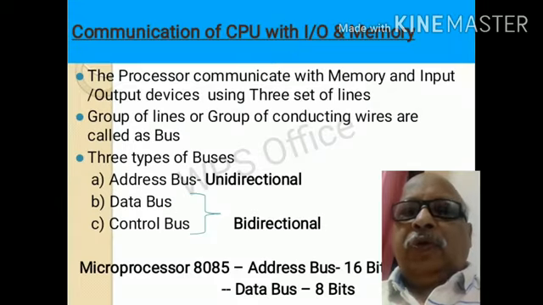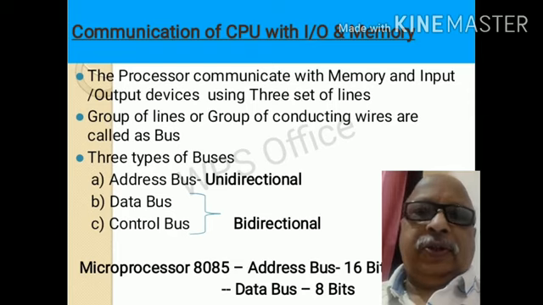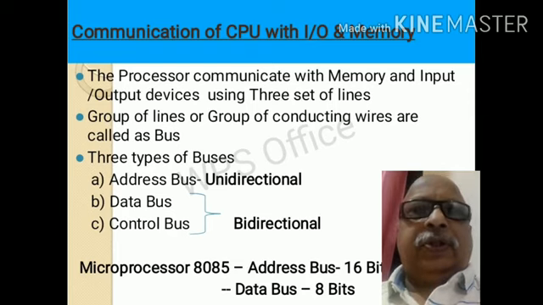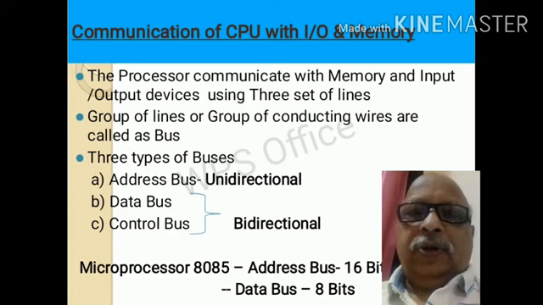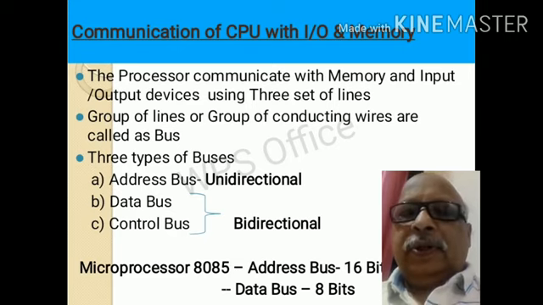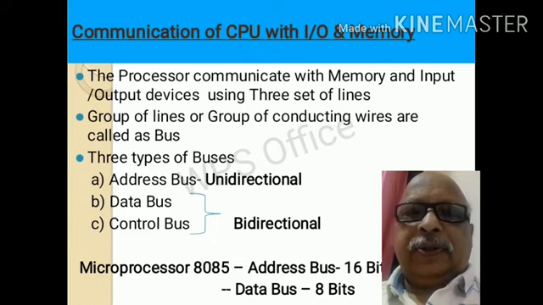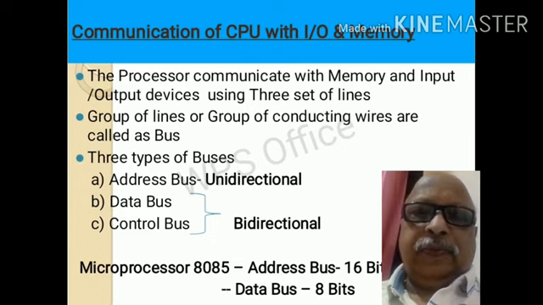Communication of CPU with IO and memory. How does it communicate? The processor communicates with memory and input output devices using three sets of lines. A group of conducting wires is called a bus. So what are the different types of buses? Three types of buses are there: first is the address bus, then the data bus and the control bus.